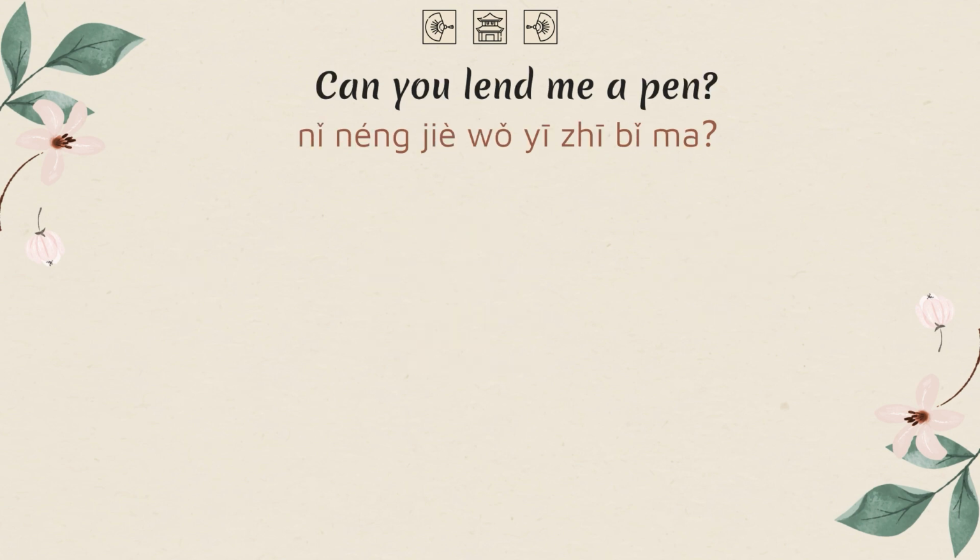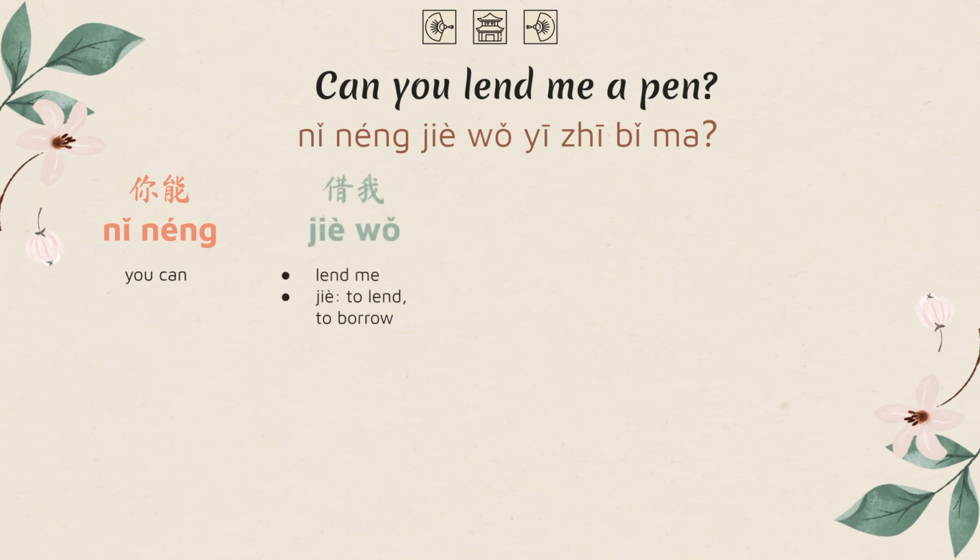Another way to start a conversation is to ask to borrow something. 你能借我一支笔吗? 你能 means you can. So 能 is very similar in meaning to 会, to be able to, and 可以, may or can. And we'll go over in a later slide how these three words are different.